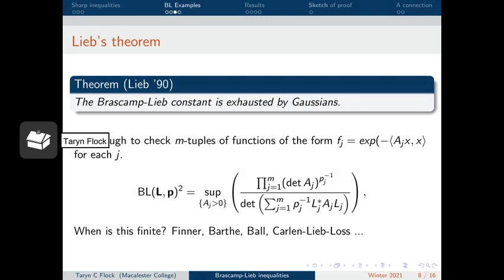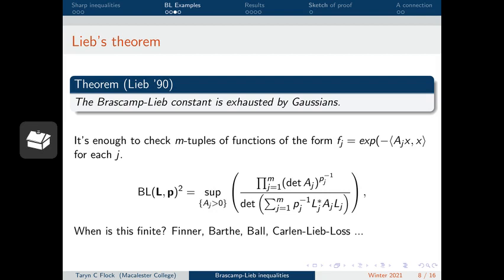So it turns out checking on Gaussians doesn't quite tell me the whole story, because the computation is a bit of a mess. I do get a formula for the best constant in my Brascamp-Lieb inequality as a function of the linear maps and the choice of powers p. But this is a supremum over all positive definite matrices of a product divided by a product of determinants divided by a determinant of a sum. And this isn't all that simple to determine even, is it a finite number, yes or no?